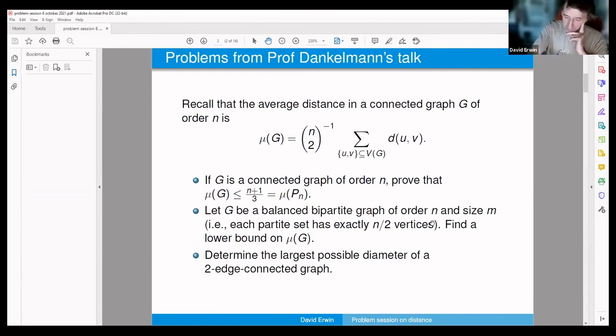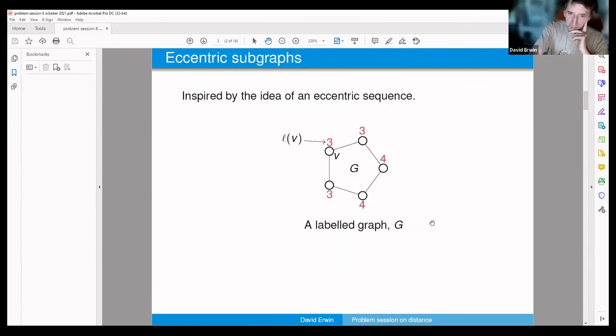So what I want to do now is talk very briefly about this problem, which has to do with what are called eccentric subgraphs. As I said, this is work which has been accepted for publication but hasn't appeared yet, so it's more or less hot off the press, although it's a problem we worked on for a long time before sending it off. It is inspired by the idea of an eccentric sequence.